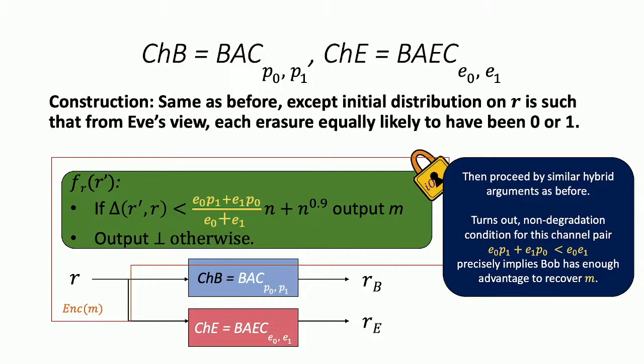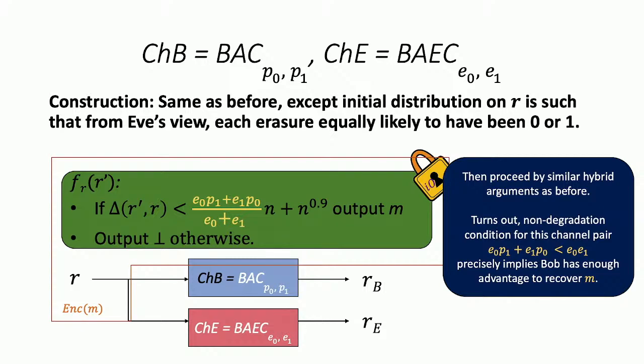So what you have to do is change the initial distribution of R, this random string you sample and send through both channels, so that from Eve's point of view, it will be equally likely to have been 0 or 1. So for example, you'll sample R sub I to be 0 with probability E0 over E0 plus E1. You'll sample 1 with probability E1 over E0 plus E1. And as a result, you also have to change the criteria for what constitutes being in the Hamming ball, because the initial distribution on R has also changed.